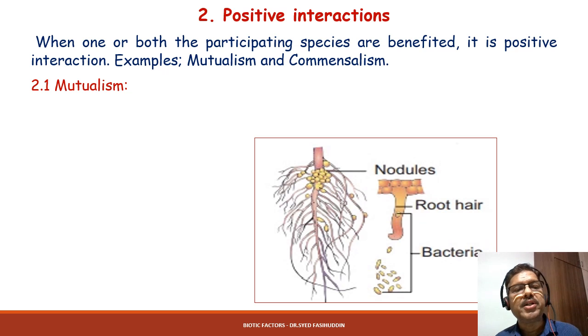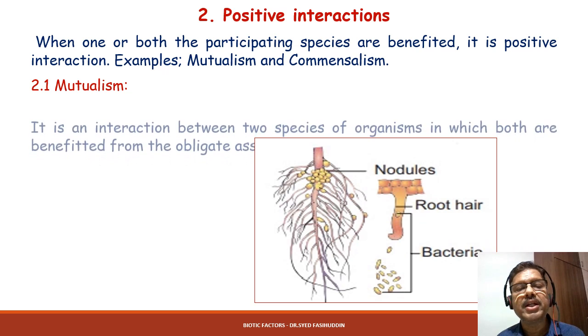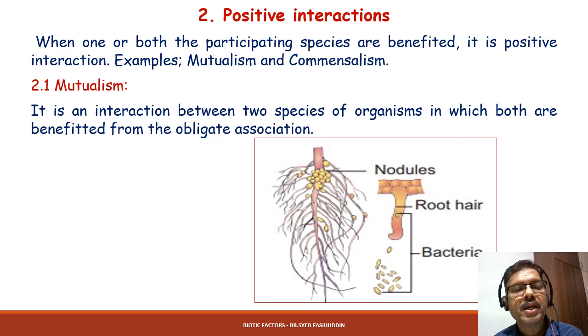Then positive interactions. When one or both the participating species are benefited, then it is called a positive interaction. The first one is mutualism. It is an interaction between two species of organisms in which both are benefited from the obligate association.